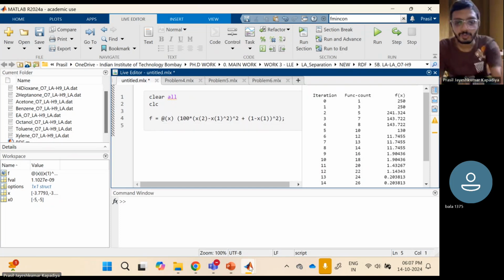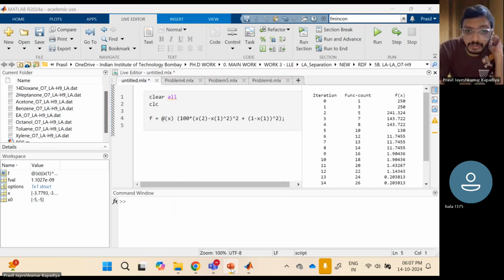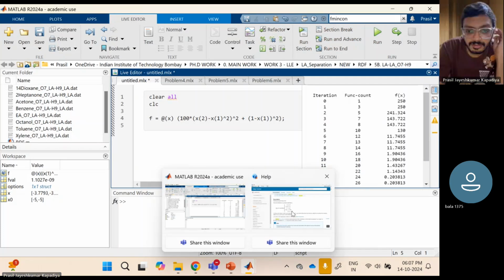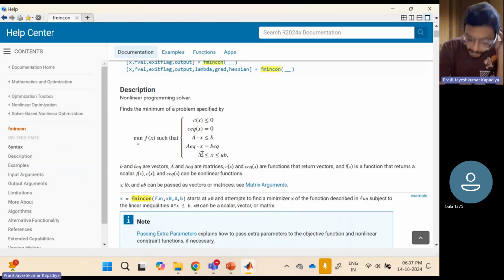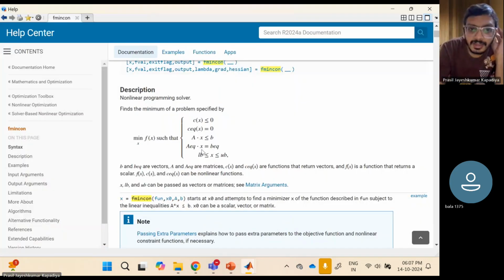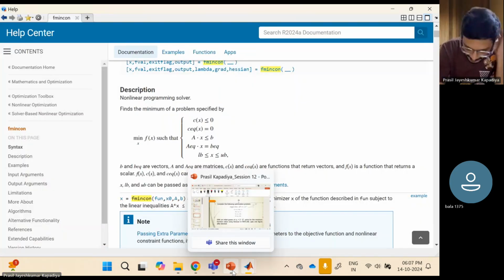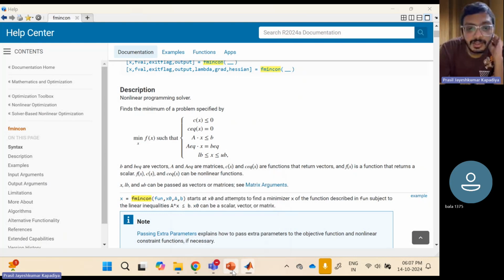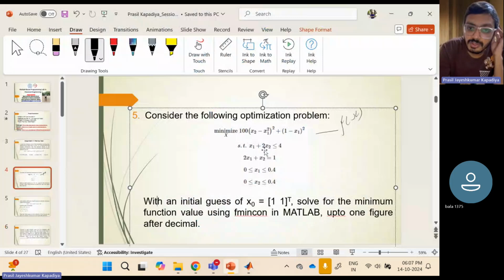Now, here, I don't have... so here CEQ is equal to 0 is given to us. And C of x is less than equal to 0 first thing. So here x1 plus 2x2 is less than equal to 4. This thing is given to us.